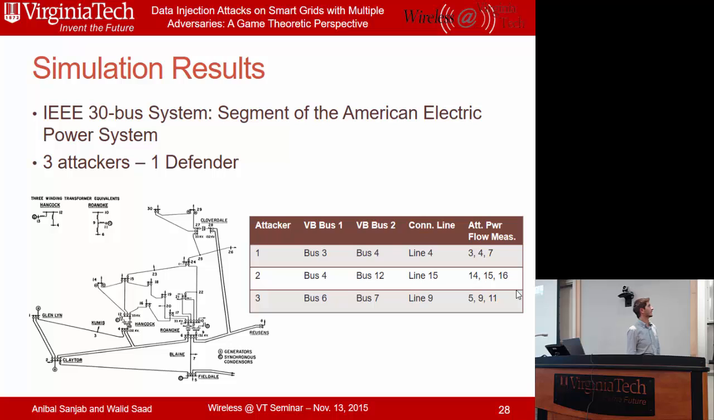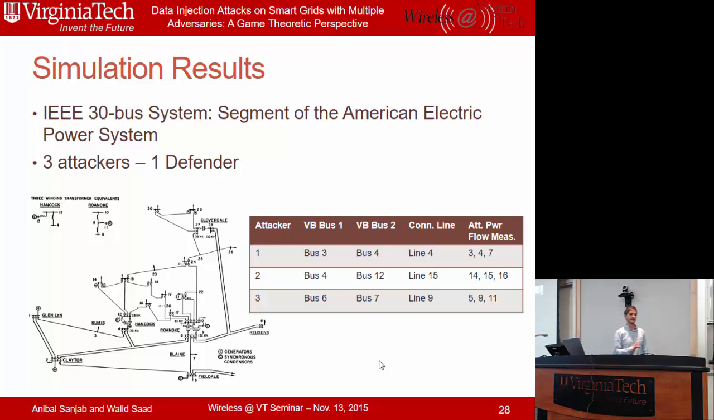So let's go through some simulation results. We treat the case of the IEEE 30-bus system, which is a segment of the American electrical power system. We have 3 attackers and 1 defender. In that table to the right, we can see where each attacker places its own virtual bids. In that case, attacker 1 chooses to buy energy in day ahead at bus 3 and sell that same energy in real time, whereas he chooses to sell energy at bus 4 in real time and buy it in day ahead. The same thing we can see for attacker 2 and 3.